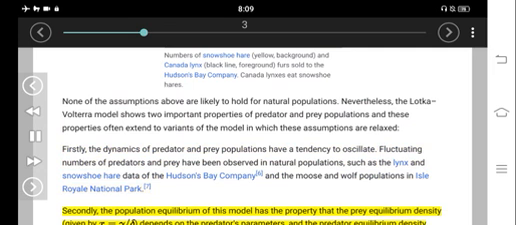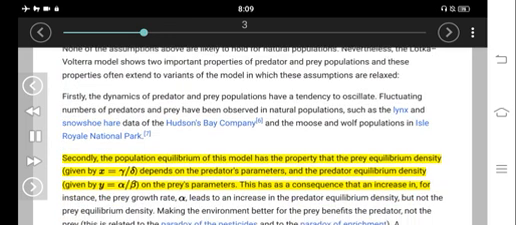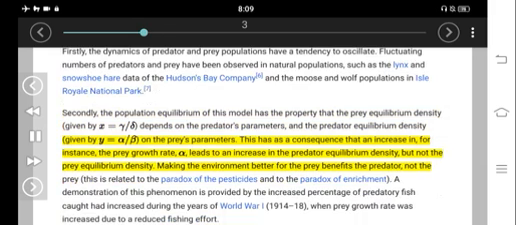Secondly, the population equilibrium of this model has the property that the prey equilibrium density depends on the predator's parameters, and the predator equilibrium density on the prey's parameters. This has as a consequence that an increase in, for instance, the prey growth rate, leads to an increase in the predator equilibrium density, but not the prey equilibrium density. Making the environment better for the prey benefits the predator, not the prey. This is related to the paradox of the pesticides and to the paradox of enrichment.